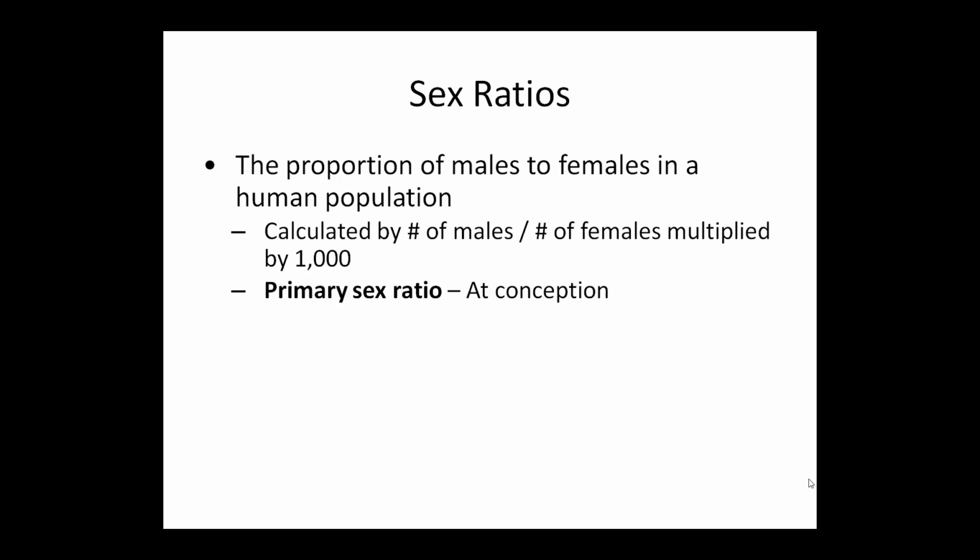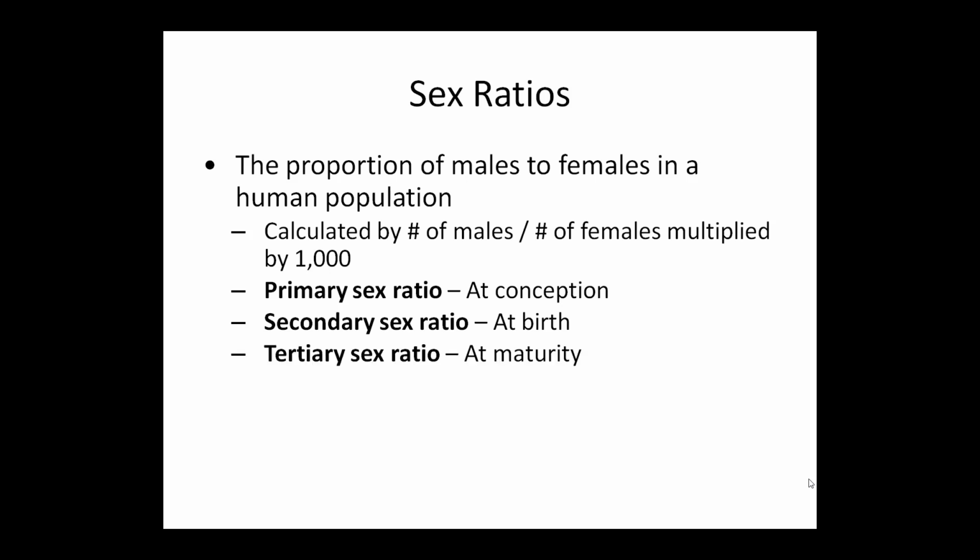Okay, so sex ratios is something that will not be on the test. Basically, it's the proportion of males to females in the human population. It's calculated by the number of males divided by the number of females multiplied by 1,000. So primary sex ratios are calculated at conception, secondary sex ratio are calculated at birth, tertiary sex ratio is calculated at maturity. Sex ratios can change markedly with age.